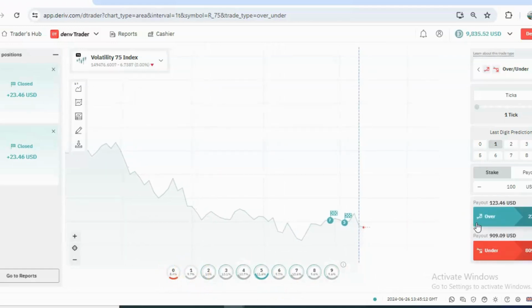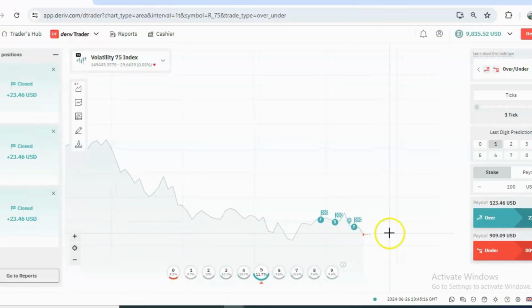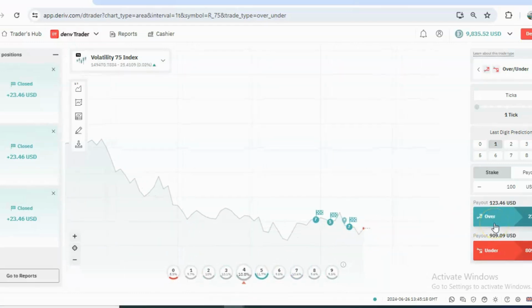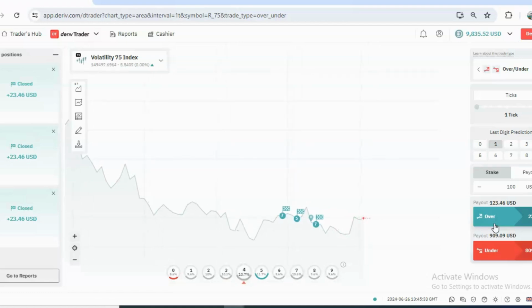Let's see. It might be risky, it's delaying. So what I usually advise my followers or my fans is to make sure you take a few trades, because Deriv is very unpredictable. It can mess you up. Few trades, in different sessions in a day, can save you.